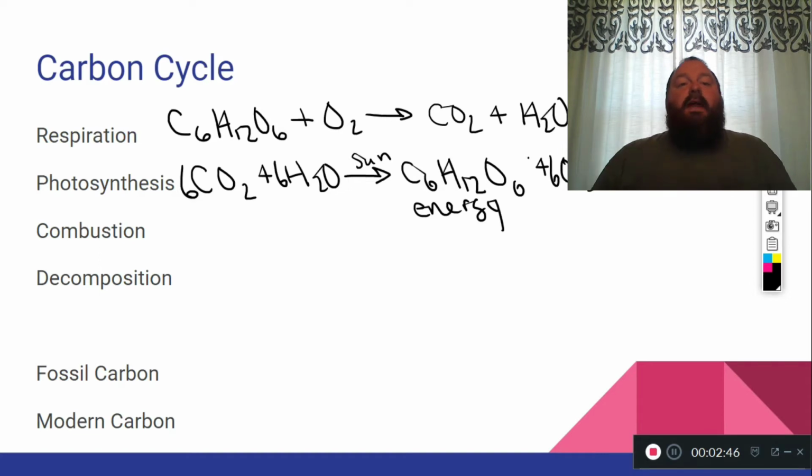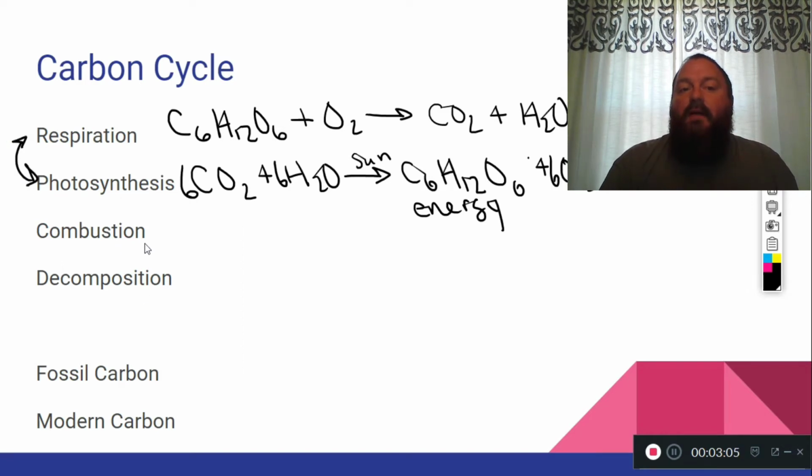So those first 2 reactions are the primary fueler of that carbon cycle. Even if humans weren't on the planet, we would have the photosynthesis and respiration happening with our plants and animals. So even without looking at anthropogenic influences of the carbon cycle, this is going to be that natural carbon cycle.